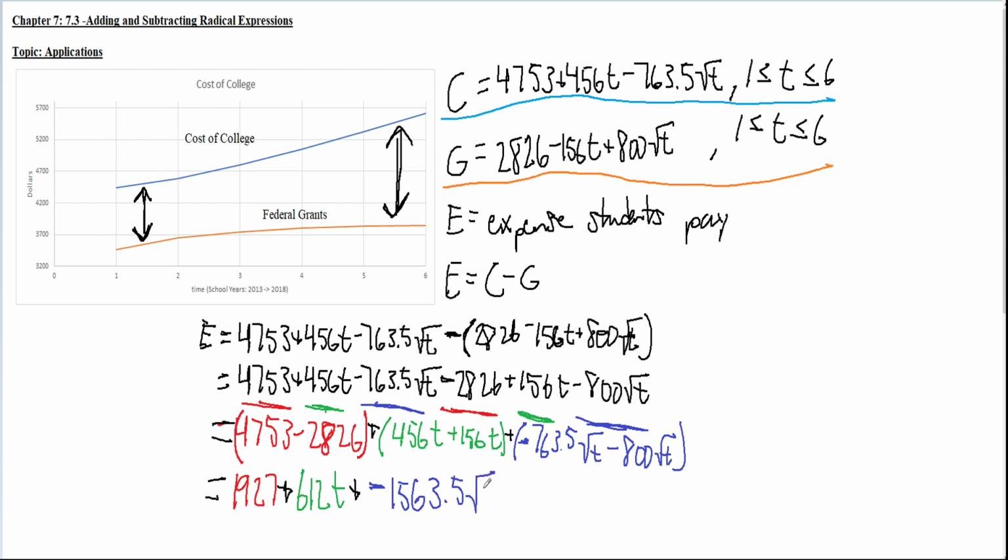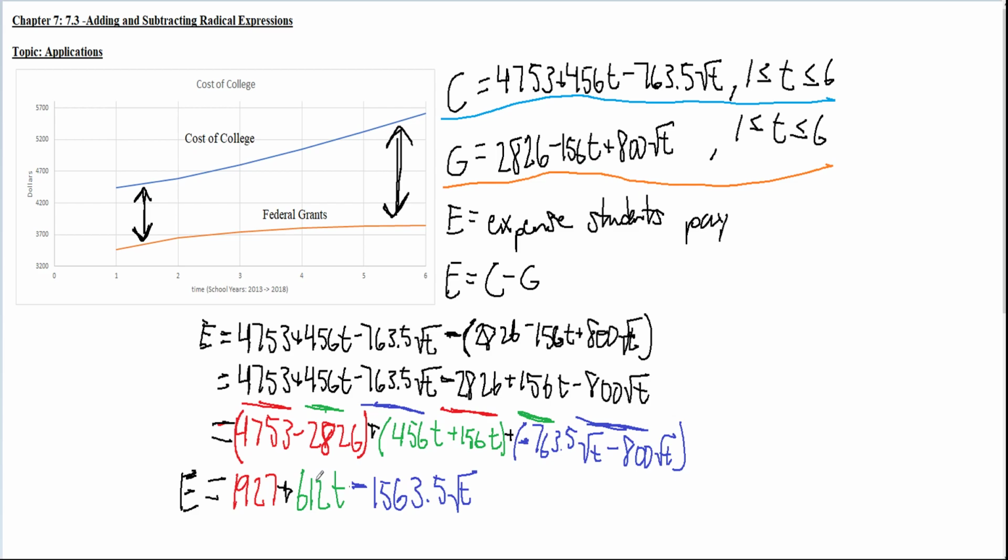As you can see, since this number is negative, this positive sign will actually become negative as well. So if I just erase this guy here and then move it over, this is my equation for the expense that students have to pay, okay? Or the expense, which is the out-of-pocket cost.